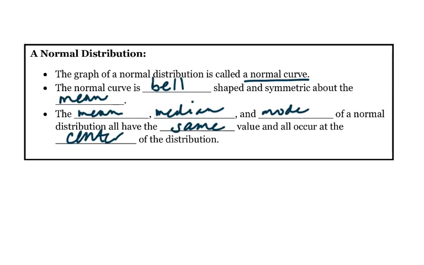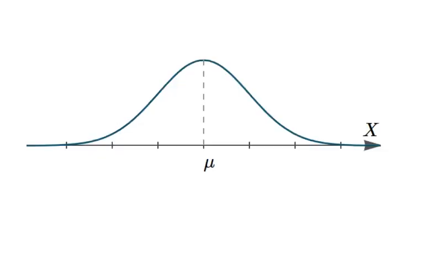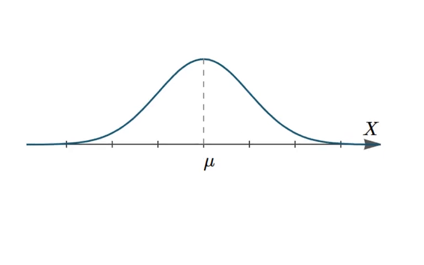So here's that little summary about the things that we need to know about a normal distribution. Again, it's often called a normal curve. It's bell-shaped and symmetric around the mean. The mean, the median, and the mode have the same value, and they occur at the center of the distribution. This is a drawing of a generic normal curve. We have mu, which would represent the population mean.